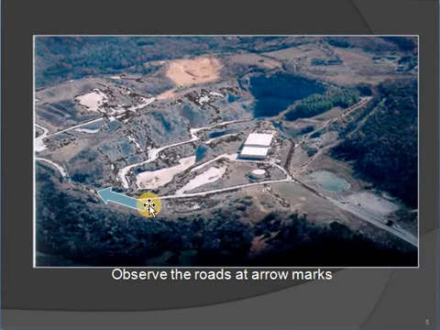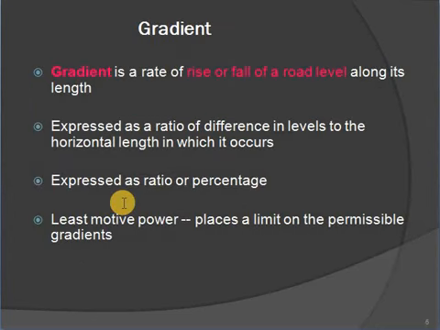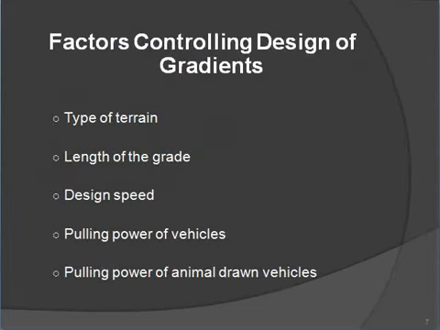So you can see these arrows. These are all nothing but gradients. Gradient is the rate of rise or fall of the road level along its length, expressed as a ratio of difference in levels to the horizontal length in which it occurs, expressed as a ratio or percentage. Least motive power places the limit on the permissible gradients.